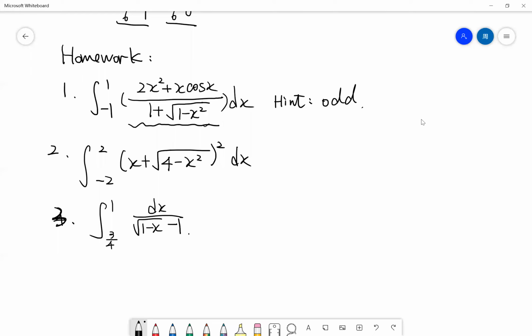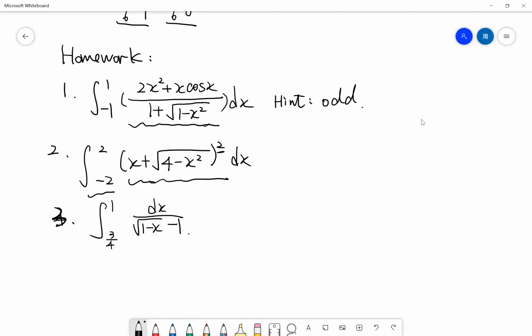And the second, here, the interval is from -2 to 2, that is also symmetrical. So we can also use the property for odd function. And the first step, you should calculate this integrand part by part. Use the power 2 formula. So that is the hint for number 2.